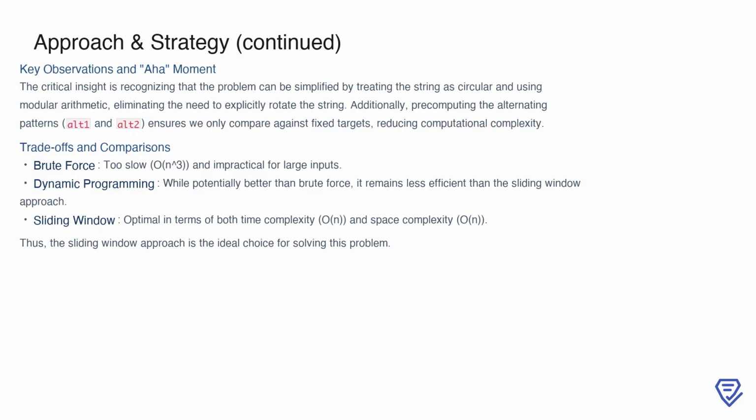When comparing the different approaches, the brute force method is clearly impractical due to its O(n cubed) complexity. Dynamic programming, while an improvement, still falls short in terms of efficiency. The sliding window approach, with its linear time complexity, is optimal both in terms of speed and scalability. It avoids redundant computations and handles large inputs effectively. These observations and trade-offs highlight why the sliding window approach is the ideal strategy for solving this problem.